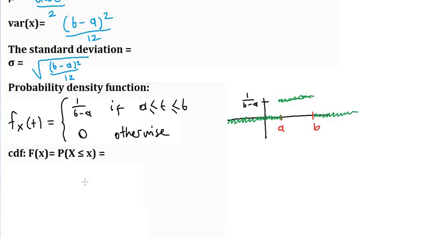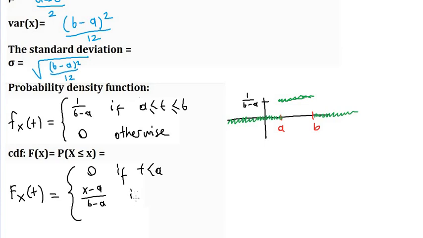Our cumulative distribution function, capital F of x, is 0 if t is less than the lower boundary a. It is x minus a over b minus a if t is in the interval a comma b. We have derived this in part 1 by integrating the PDF, and it is 1 if t is greater than the upper boundary b.